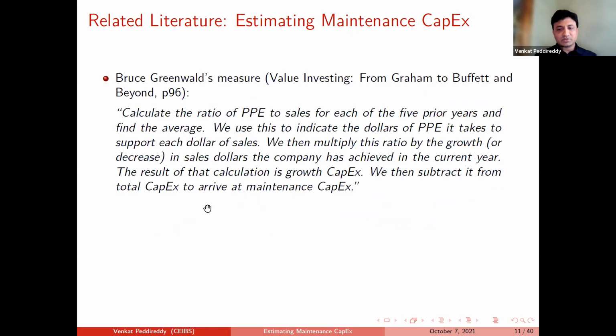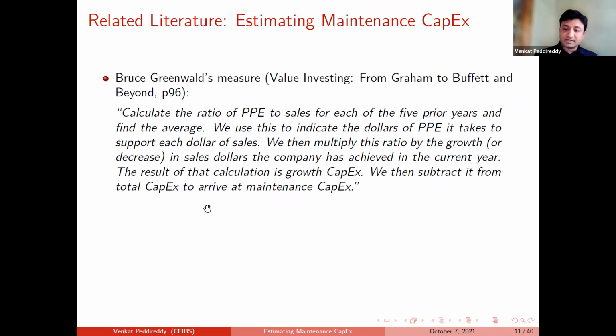Then we have Bruce Greenwald's measure for computing maintenance capex. What he suggests in his book is you take the capex, compute the investment capex, subtract it, and you get the maintenance capex. But how do you measure the investment capex? They look at the average PPE to sales ratio over the last 5 years, and then multiply that with the current year growth in sales. And they label that as investment capex.